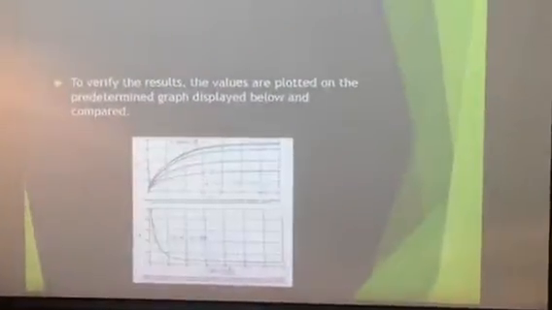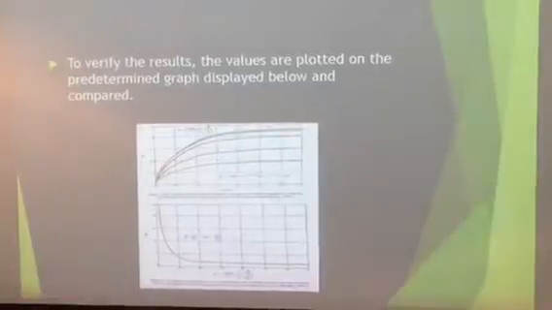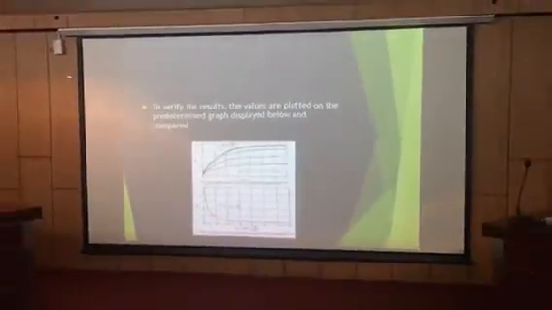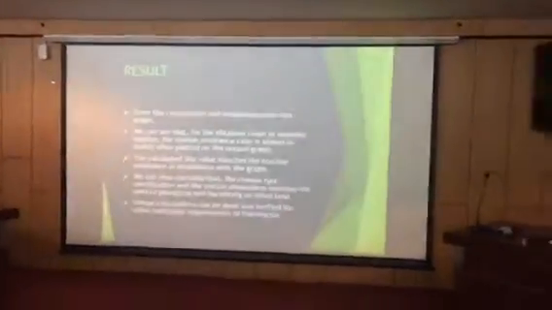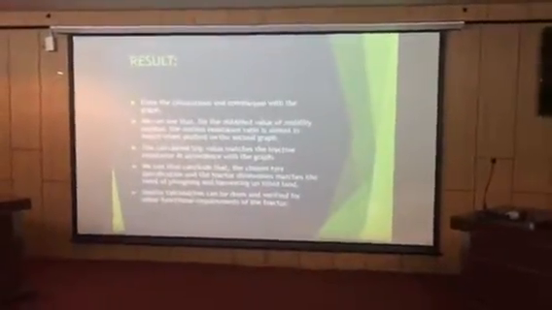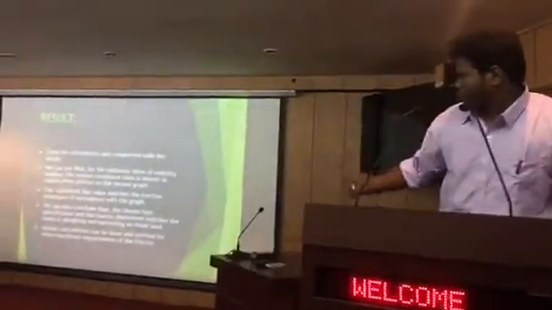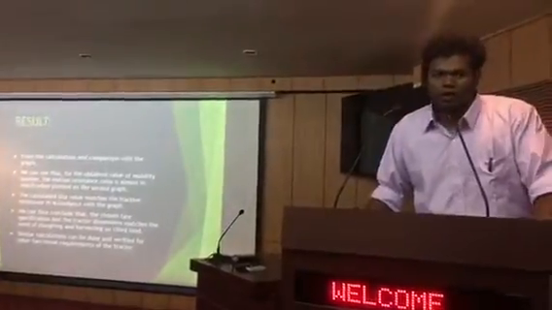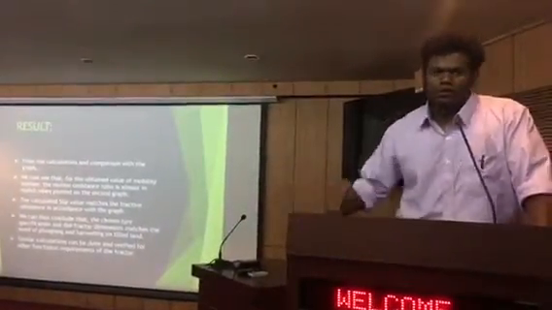Now verifying on the graph, which is already available and predetermined, we found the values are plotted, and we can see that for the obtained value of the mobility number, the motion resistance ratio is almost a match when plotted on the second graph. The calculated slip value also matches, and thus we can conclude that the chosen tire specification and the tractor dimensions match the need for plowing and harvesting. So this finally results in optimal.